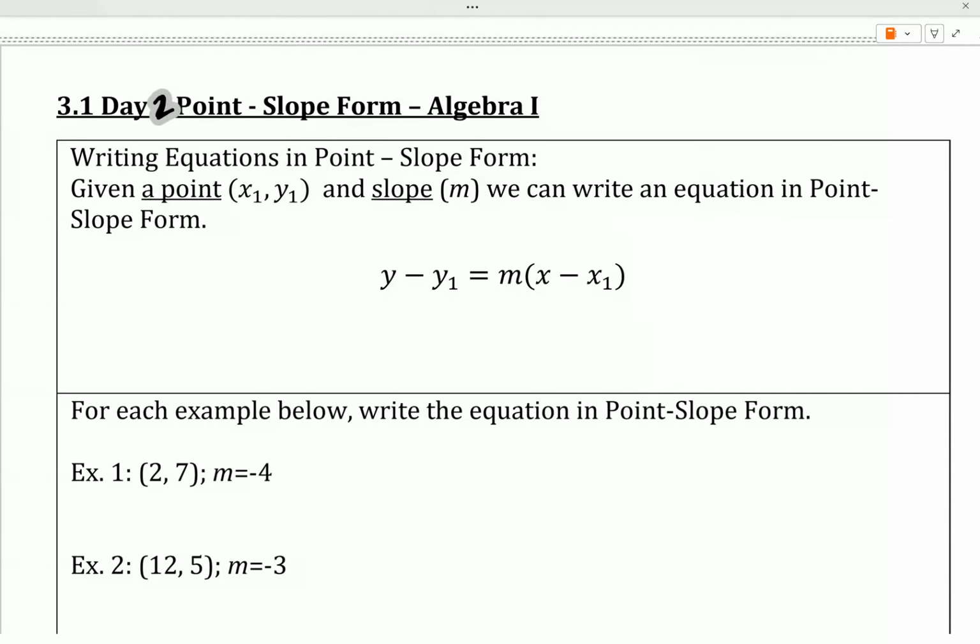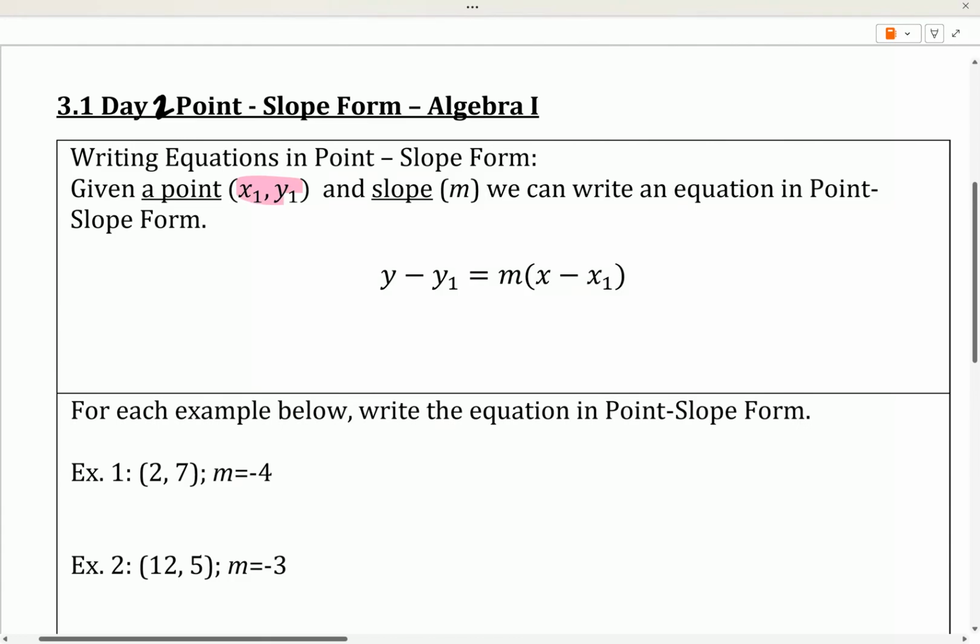So previously, we've really focused on slope-intercept form, which required you to use the y-intercept. This allows you to use any point. So it could be the y-intercept, it could be the x-intercept, or it could be a different point on that line. And that point is what we call x1, y1. It's just referring to a point on the line. And then we have our slope, of course, m.